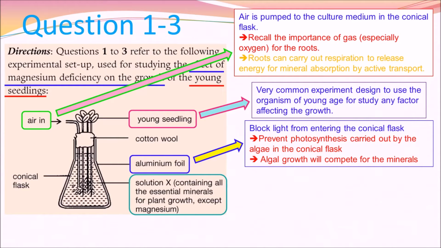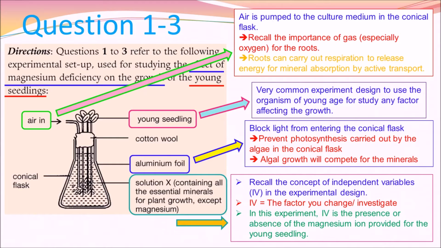And then the fourth one is the solution X. What is it? It's the solution containing all the essential minerals for plant growth except magnesium. It's easy to understand, because we are studying the effect of magnesium deficiency on the growth of the young seedling. So we need to remove the magnesium to provide a magnesium-deficient environment for the young seedling to grow, right?